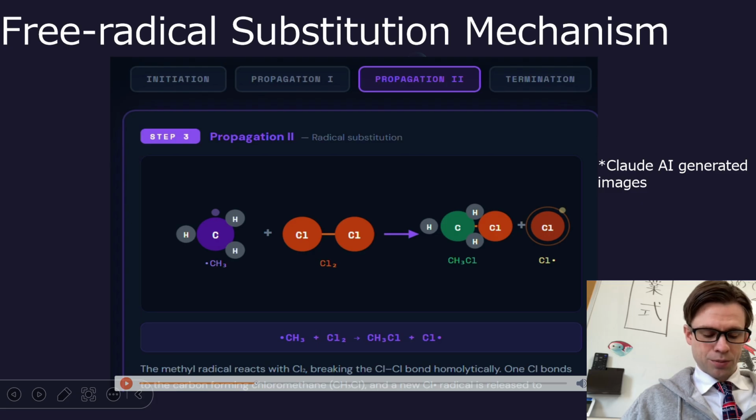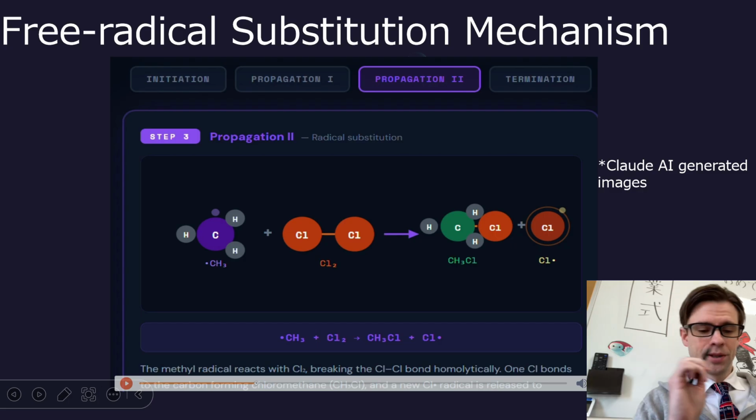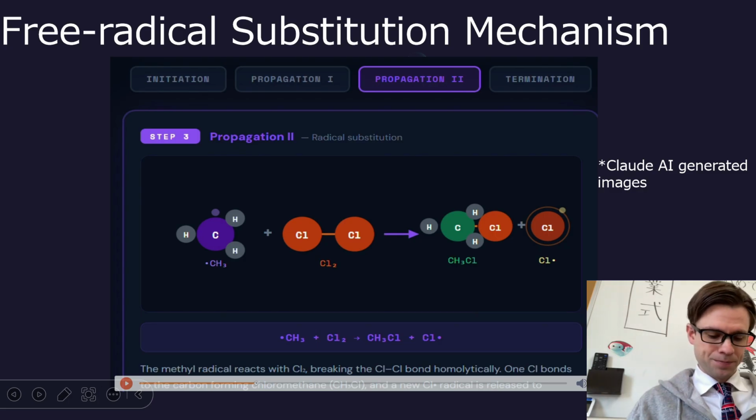And when that happens, we'll produce a new Cl radical, a Cl atom with an unpaired electron. You'll notice that can just go back and do propagation 1 again. So we can have propagation 1, propagation 2, propagation 1, propagation 2. They'll just go in a chain reaction cycle. But eventually, we will reach termination.